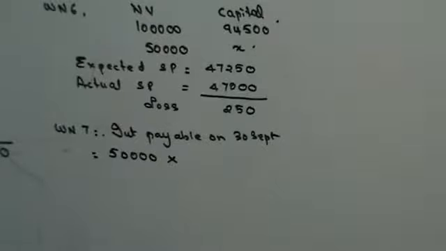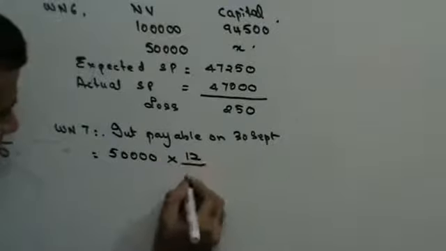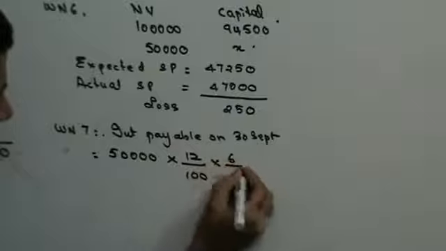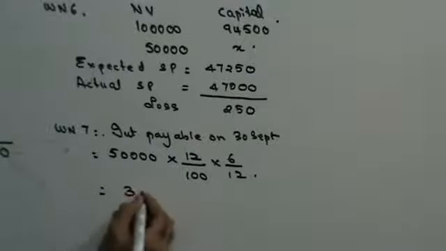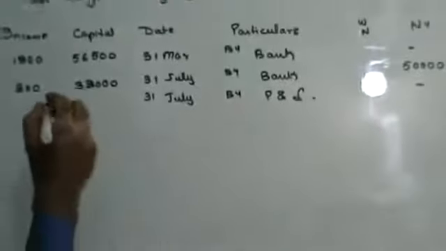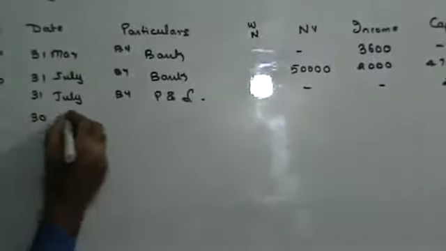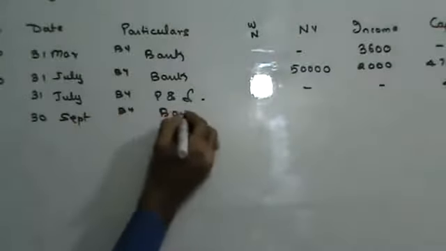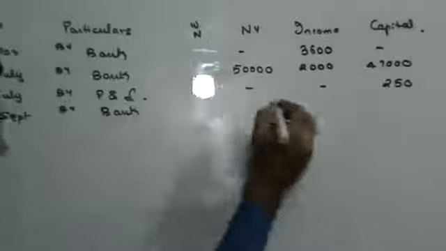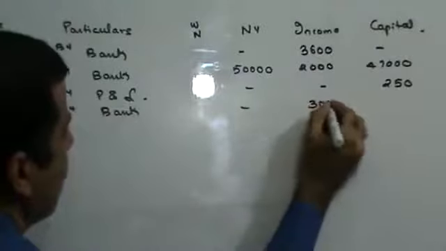Your rate of interest is 12% and 6 months. So in that case, how much will this be? Someone please calculate. 3,000. Yes. So that is the interest payable on 30th September. So this will come on the credit side. 30th September, by bank. Interest payable is 3,000.